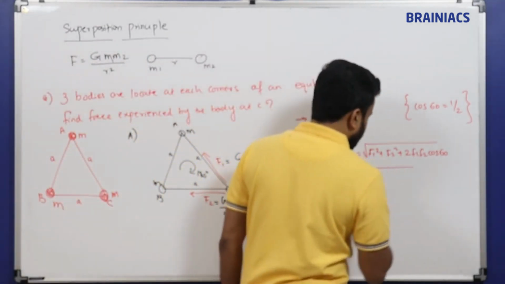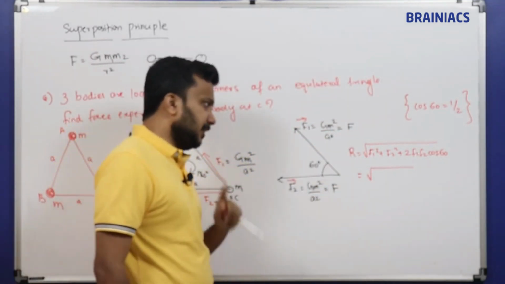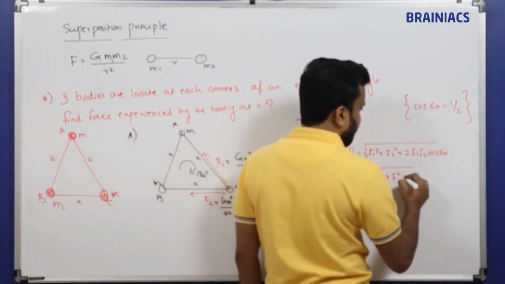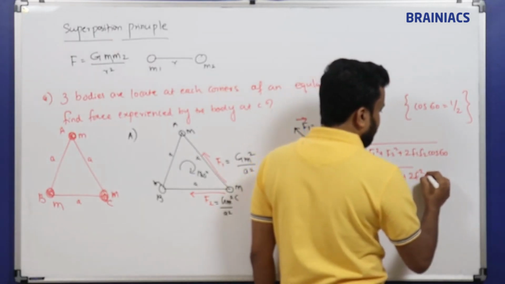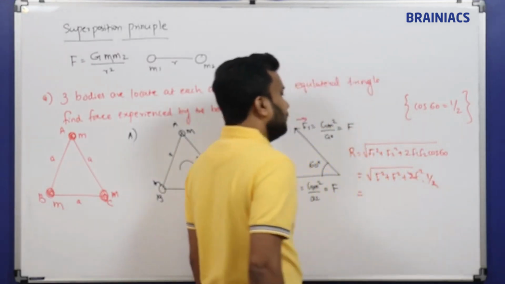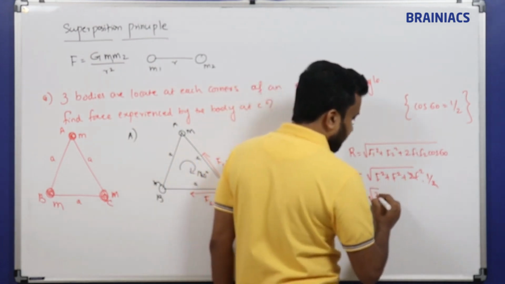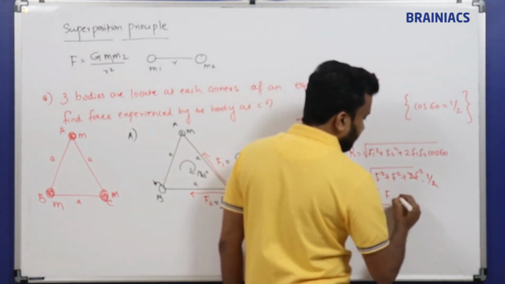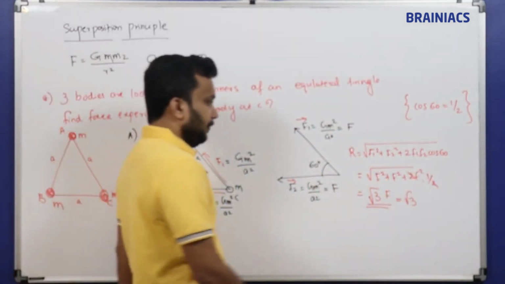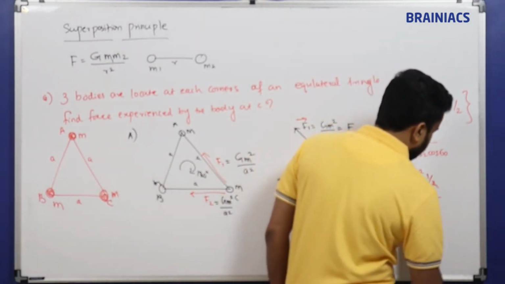So we substitute here. F1 and F2 are both the same, and I have given them a common symbol F. I am replacing with F's. F square plus 2F square into cos 60, which is 1 by 2. The 2 gets cancelled, so it becomes 3F square. 3F square means root 3 times F comes outside. So specifically it is root 3 times F. What is the value of F? F is G m square by a square.